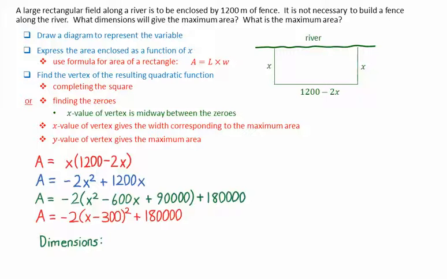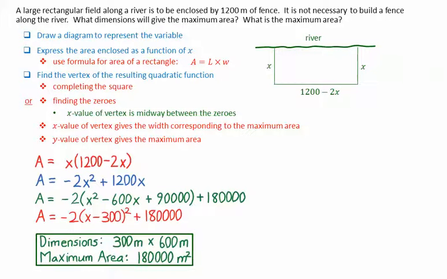In this case, the x value is going to be 300. Note that's the x value of the vertex. That means that 1,200 minus 2x will be 1,200 minus 600, which is 600. So the dimensions are 300 meters by 600 meters. The maximum area is the y-coordinate of the vertex. That corresponds to 180,000. Note you could also simply multiply 300 times 600, and that would also give you 180,000.